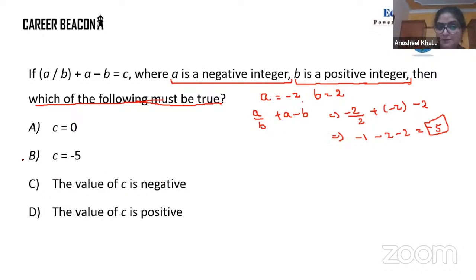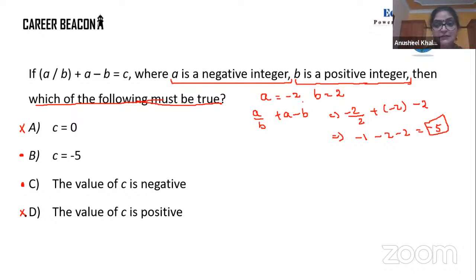So should I pick B, or should I analyze each and every answer choice? I should analyze each and every answer choice. C is not equal to 0, so I can eliminate that. C is -5, so I'll keep this with me and I still need to check the other two answer choices. C says the value of C is negative. Is -5 negative? Yes, so let's keep this. And D says the value of C is positive. -5 is not positive, so we can get rid of D. Now we are down to two answer choices.